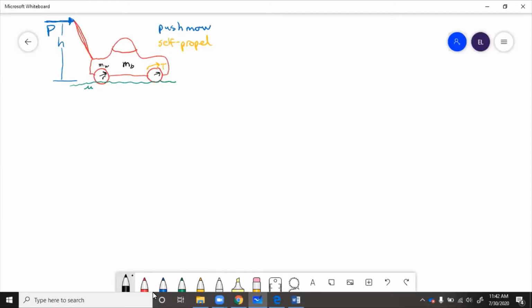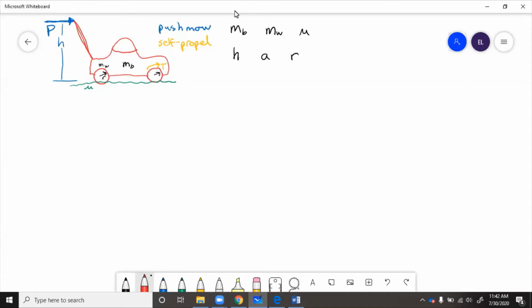So in this problem, we're given the lawnmower: the mass of its body, the mass of each of the four wheels, the coefficient of friction of the ground, the height of a person pushing, the desired acceleration, and the radius of the wheel. So I'll put some numbers into this.